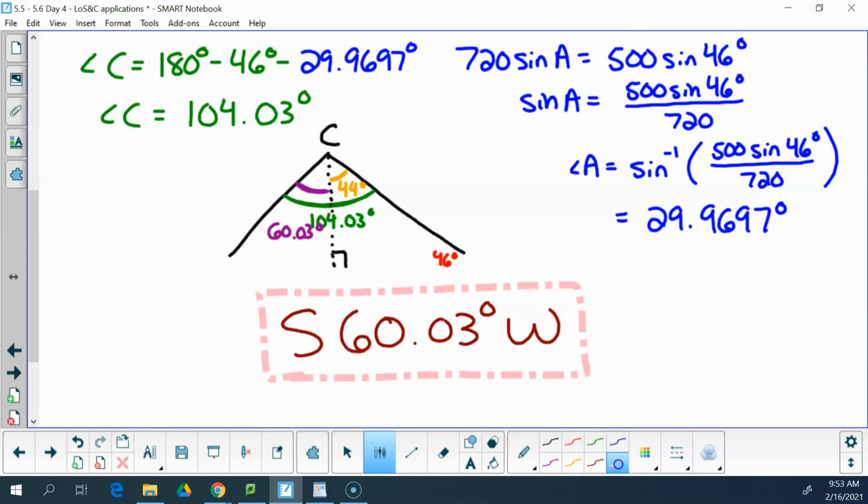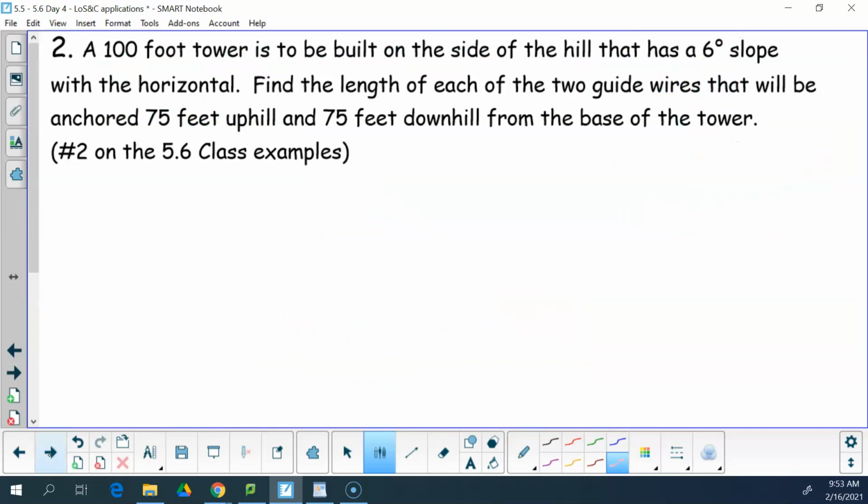Phew! Got to use some logic. Huh? If I was to just watch the video on that one, because that one's woo doggy. All right. Okay? Good? All right. I would like you, this is now number 2 on the next sheet, on the 5.6 sheet, number 2. I'd like you to try this one.